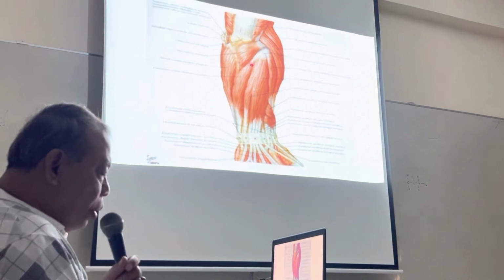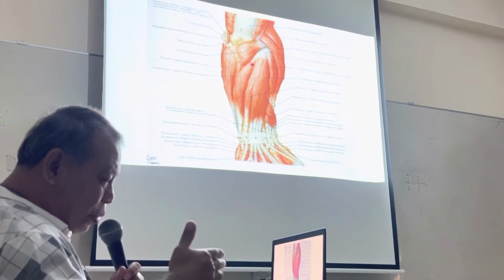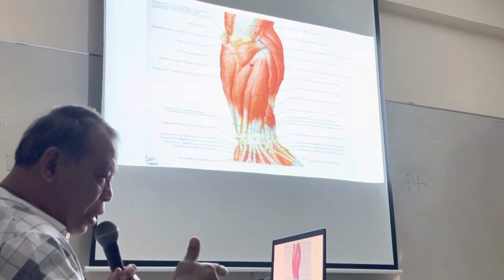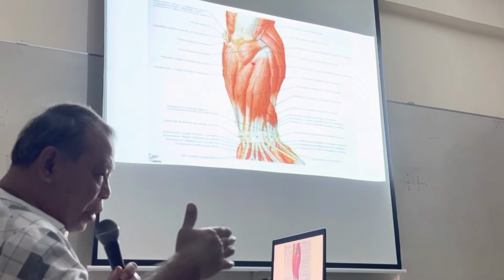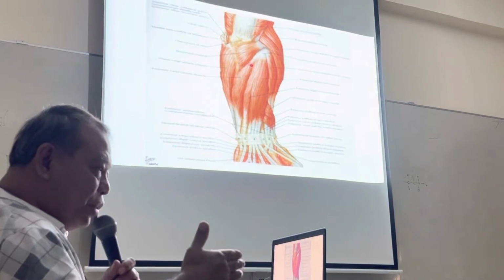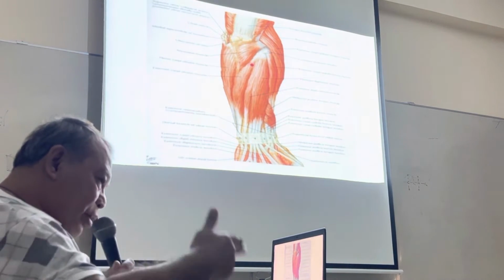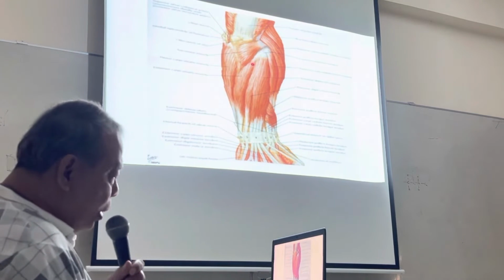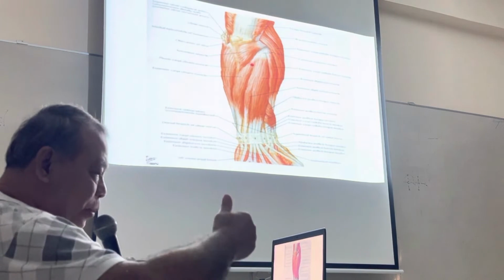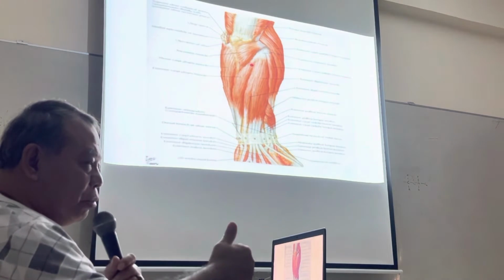Because what is the primary structure that connects the radius and ulna? The radius and ulna are primarily connected to each other by a membrane called the interosseous membrane. It is the primary structure that connects the two bones. We will encounter that later on. In this position, the interosseous membrane is taut. You know what is taut?